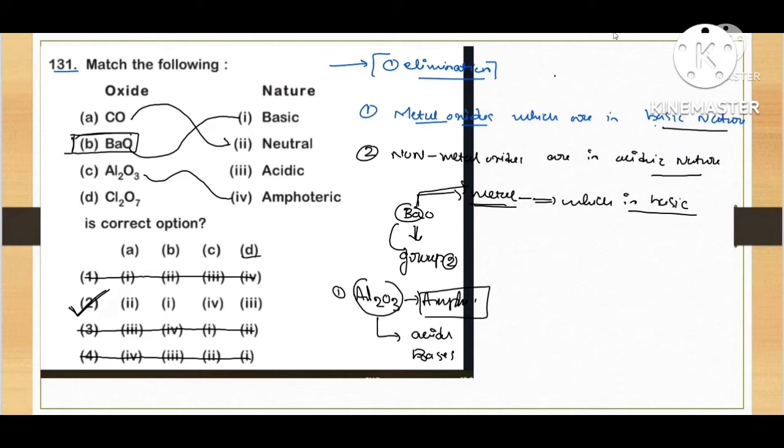Now let us come to option D. Here Cl2O3. Cl is a non-metal. We know that non-metal oxides are acidic in nature. That's why Cl2O3 matches with acidic. Here D also satisfies the given condition. So option 2 is the correct answer. By using the elimination method, you can easily answer the matching questions.